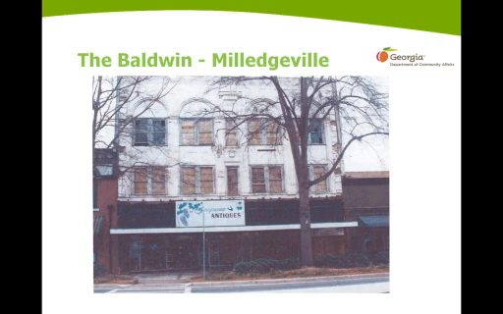Our next success story is the Baldwin in Milledgeville. Originally constructed in 1903, the Baldwin building has a storied history that includes fire, tornadoes, and a massive slipcover that hid most of the building's architectural details. The restoration of the building included 3 commercial spaces on the ground floor and 15 residential apartment units above, with a total project cost of $3.5 million.